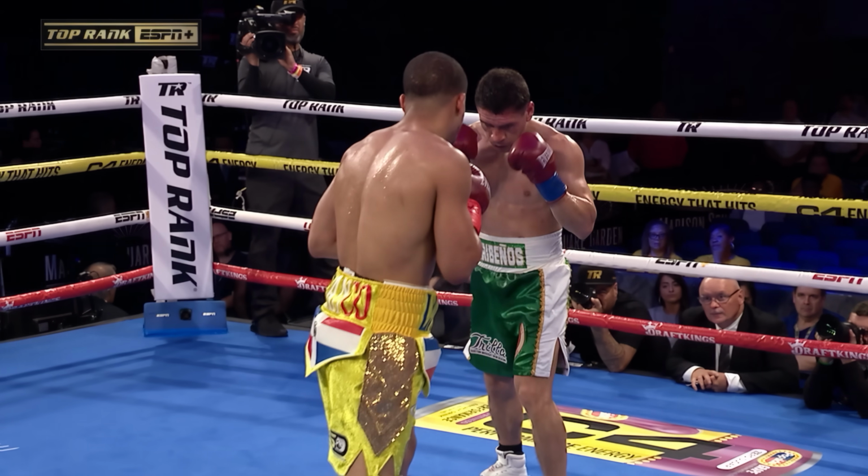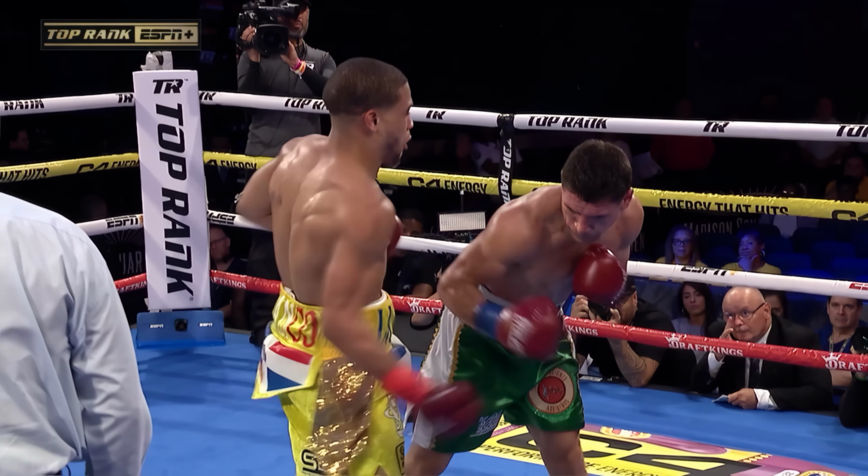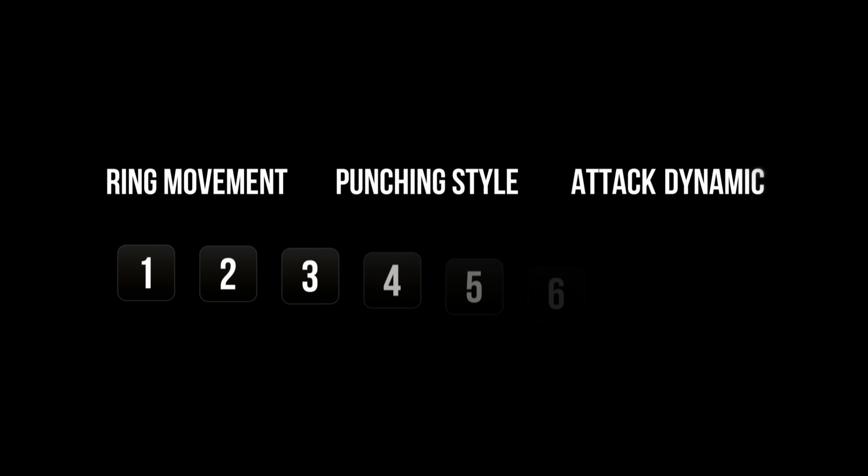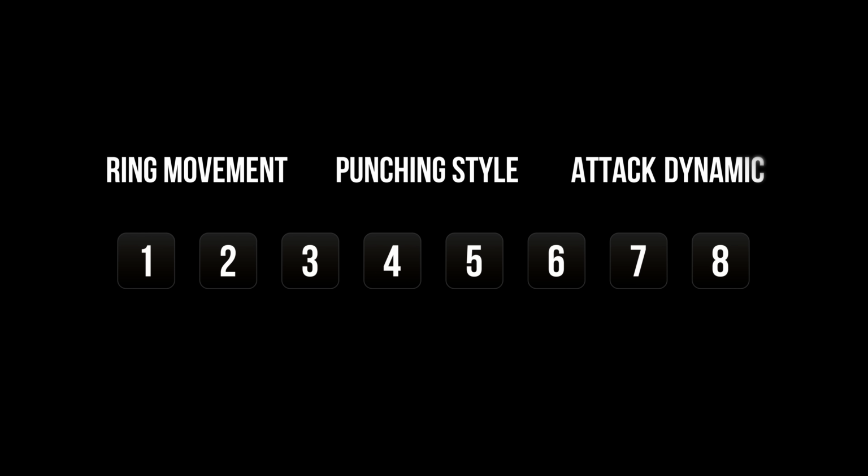To give an accurate description of a style, we identified 3 main areas that define a boxer: ring movement, punching style, attack dynamic. By establishing these 3 key areas, we will have our 8 different boxing styles. Let's break them down. Ring movement.